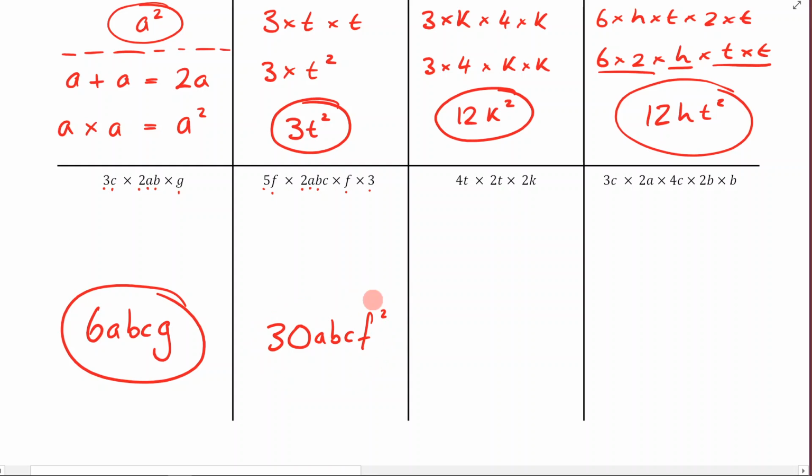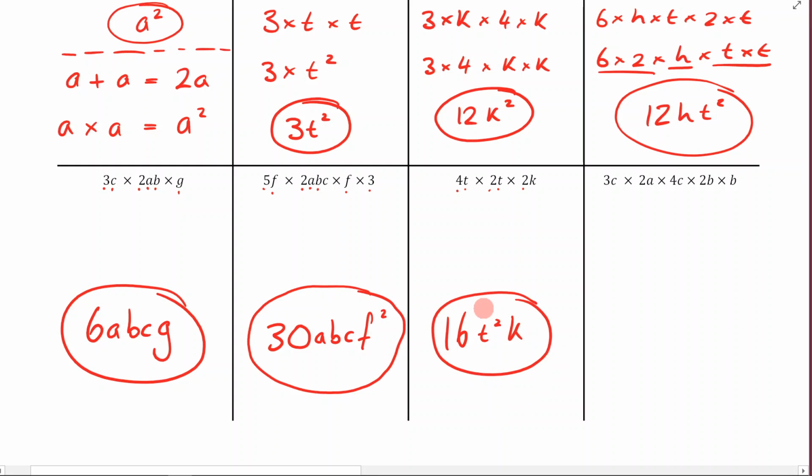So that is my answer to the next one. Okay, let's come to this one now. Remember, I'm going to multiply together the numbers. So it's 4 times 2 times 2. 4 times 2 is 8. 8 times 2 is 16. And I have 2 t's, so that's t squared. And I have 1k, so just a k by itself there.